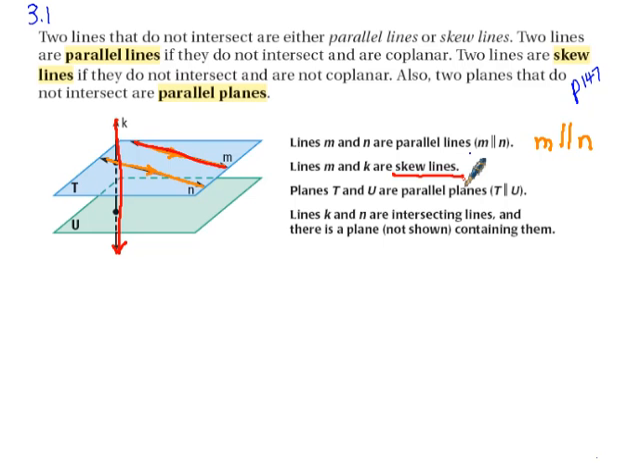Okay? Planes T and U are parallel planes. So those are planes that do not intersect. So we would indicate that in shorthand with a capital T parallel to a capital U. Plane T parallel to plane U.